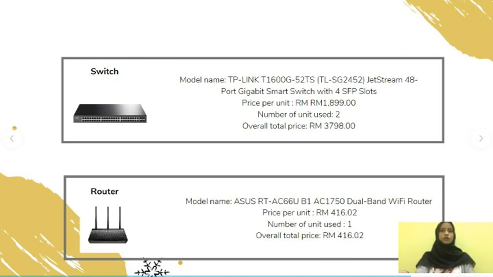Okay, and next one is router. The model that we use for our router is Asus RT AC66U B1 AC1750 dual band Wi-Fi router. The price per unit for this router is 416 ringgit and 2 cents. We are only using one router for our project, so the overall total price for our router is only 416 ringgit and 2 cents.